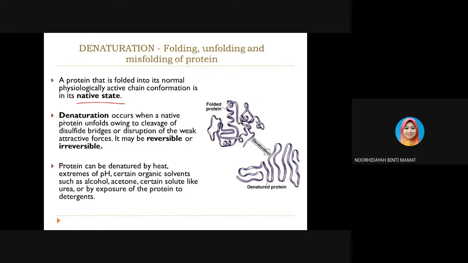Okay, denaturation occurs when a native protein unfolds owing to cleavage of the sulfide bridge or disruption of the weak attractive forces. It can be reversible or irreversible. For example, it can be affected by heat, acid, alcohol. The protein can be denatured by heat, extremes of pH, certain organic solvents such as alcohol and acetone, and also certain solutes like urea, or by exposure of the protein to detergents.